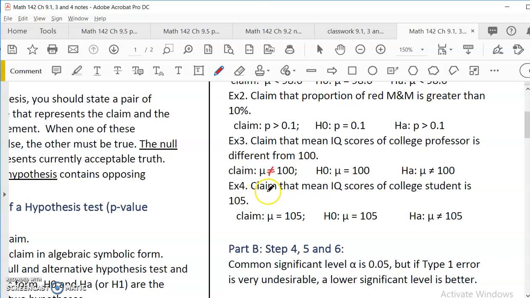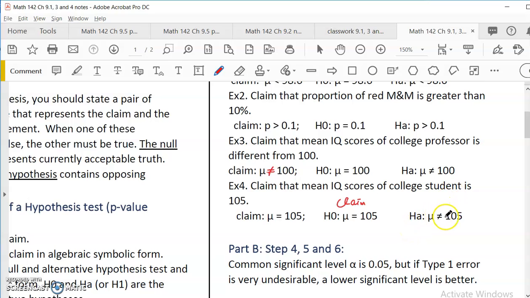Now the last one is a little different. You actually put forth an argument, and you say that the mean IQ score of college students is 105. Maybe someone has done this in the past, and you want to say that this argument is still true. So you see how your claim is equal. Your H0 is equal, so your claim is no longer in the alternative. This is quite rare. It is not what researchers usually do, but technically, academically, it's possible. So when this happens, the claim is actually in H0, and your alternative hypothesis is not equal.